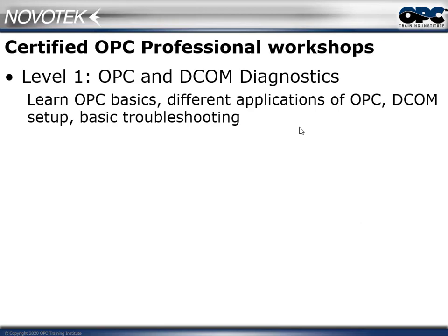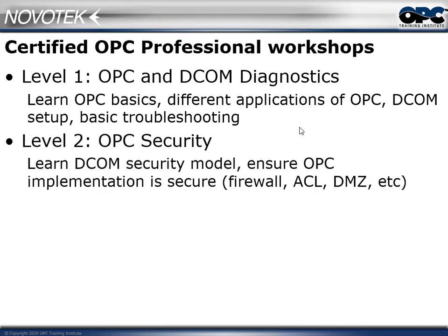We go through troubleshooting. We also talk about concepts like bridging, like redundancy, like tunneling. When is it appropriate? When is it not? And by the way, usually it's not appropriate. What about OPC historical data access, alarms, events, OPC UA? So we talk about all the different specifications in the level 1. And the emphasis of the level 1 is getting communication to work. Now, level 1 is about getting communication to work, but that doesn't necessarily mean it's secure.